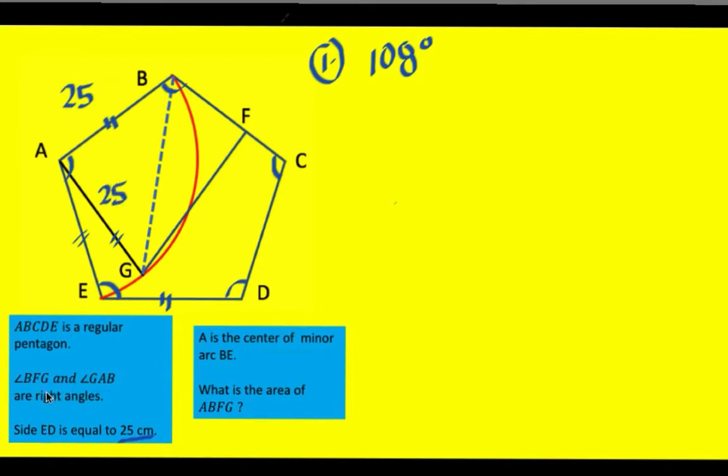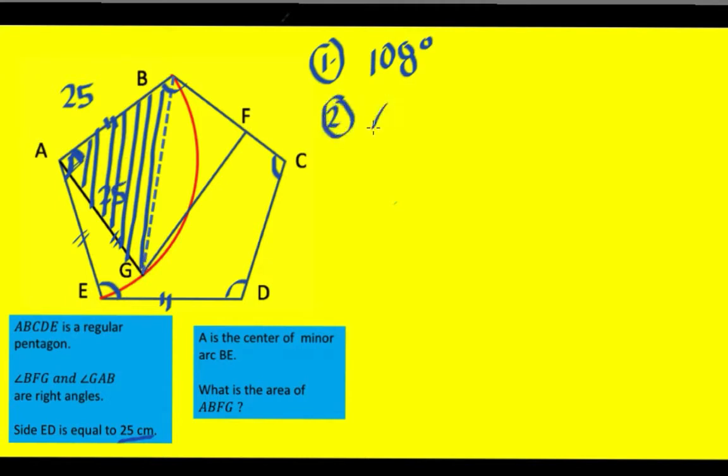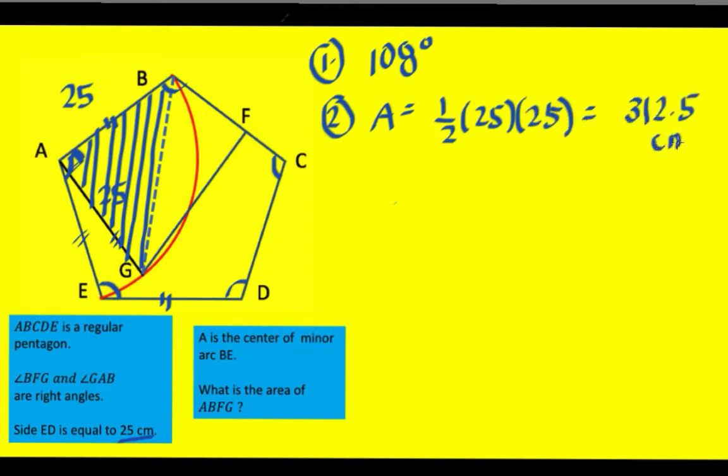It is given that angle GAB is a right angle, meaning we can form this right triangle. We are referring to this right triangle. We know the length of this leg, we know the length of the other leg, then we'll be able to find the area of this triangle. So to find the area of the triangle, we use the formula area equals 1/2 times the base of 25 times the height of 25 also. The unit is in centimeters. This will give us a value of 312.5 centimeters squared.